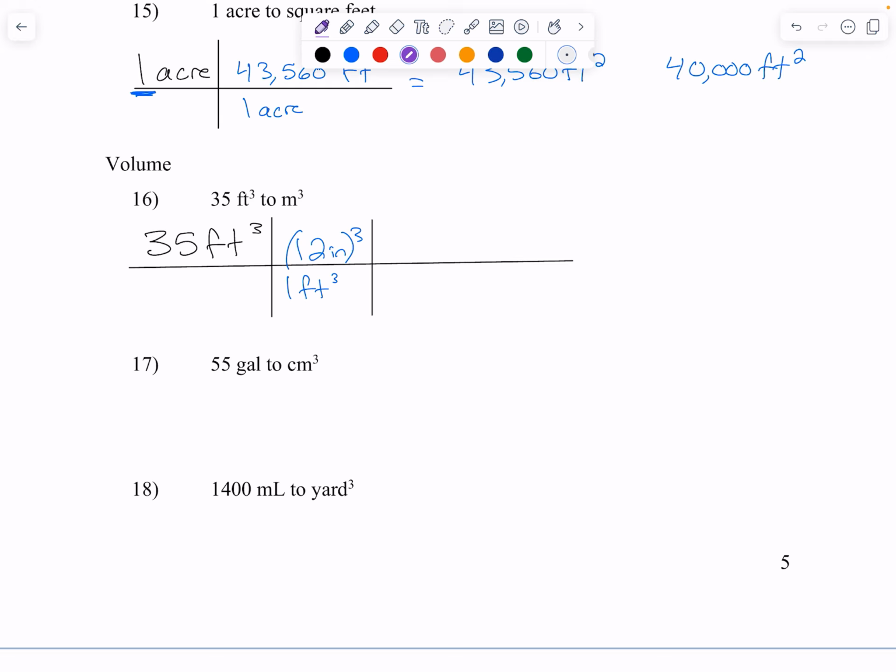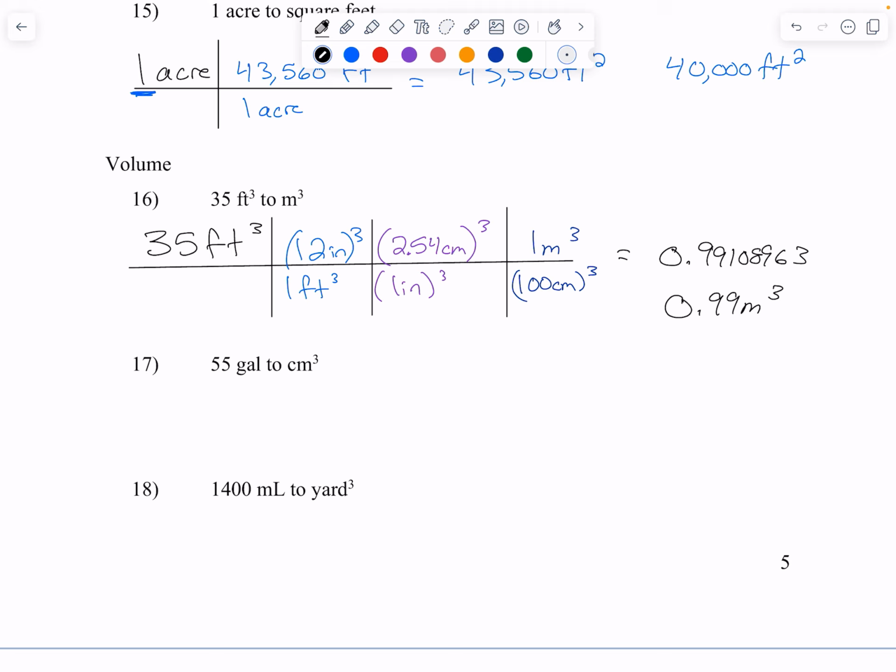And then we have 1 inch cubed is 2.54 centimeters cubed. And last but not least, 100 centimeters cubed, 1 meter cubed. And so if we do this, I think we get 0.99108963, which would be 0.99 meter cubed. So 35 cubic feet is almost a cubic meter. Kind of neat.